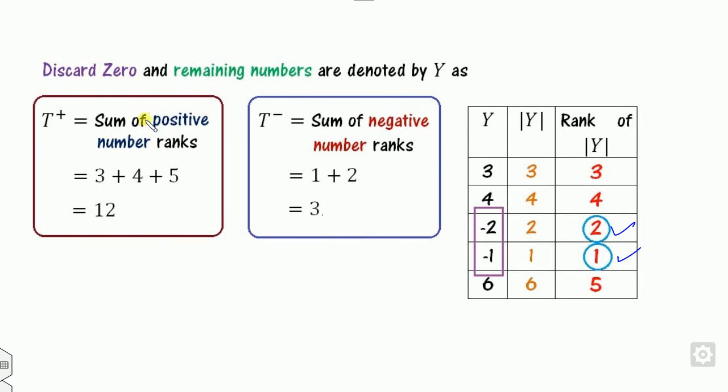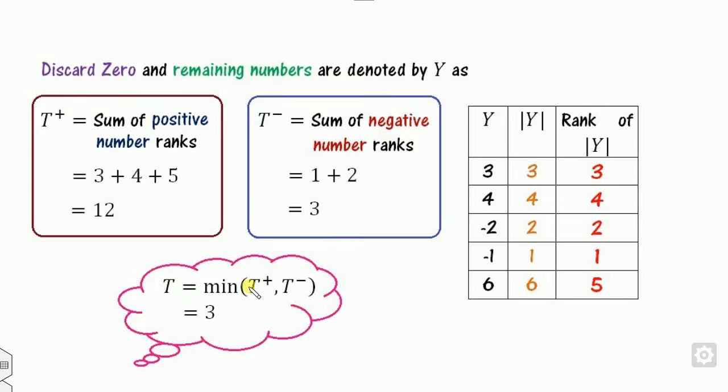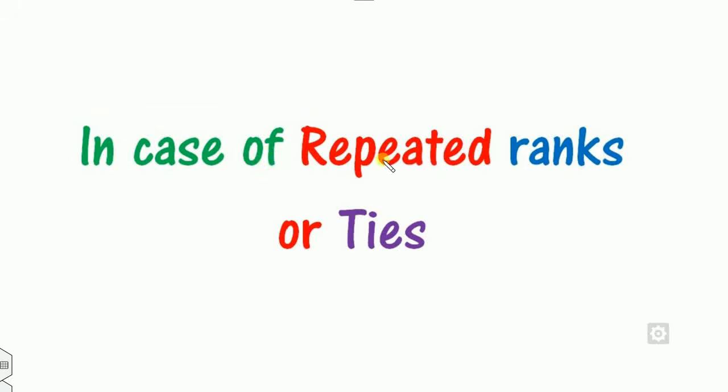Once you compute T positive and T negative, you can find T as the minimum. So this is the way you can compute T positive, T negative and T. But look at that, there is no repetition among them. For example, if I say instead of this there is a 4, how do you rank them? These and these are the same.